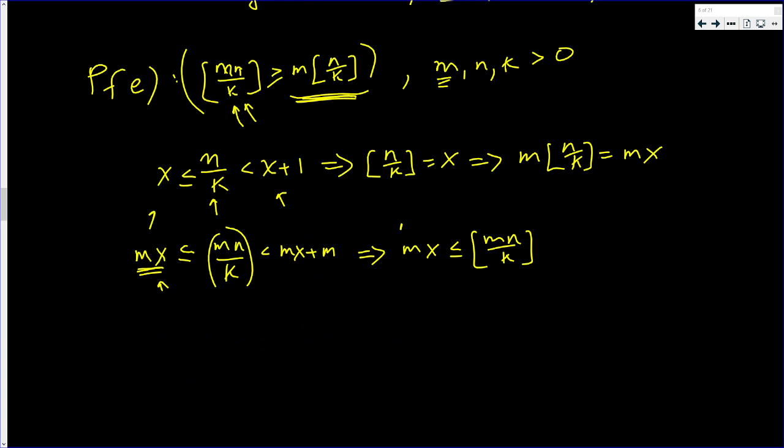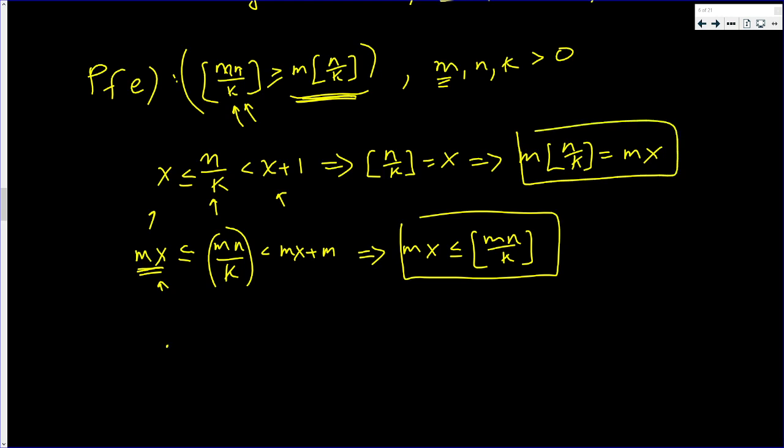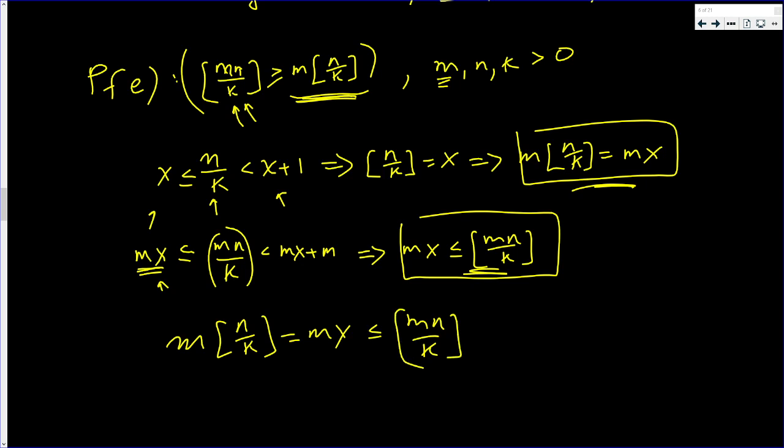Okay, so I get this inequality. Putting it together with this, I have m times the greatest integer of k is equal to mx. That's from here, and mx is less than or equal to mn over k. But that implies just what I want. You just don't say the middle step. What I just wrote is mx. It equals mx, which is less than mn over k, greatest integer. So that one is proven.